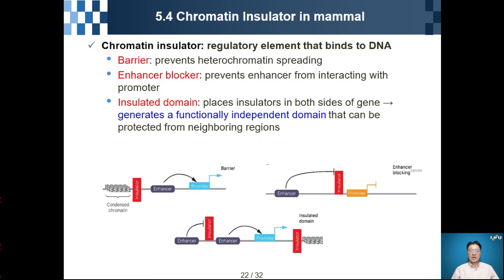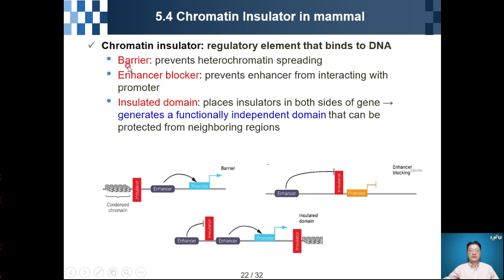In this slide, I will explain the fourth subject, the chromatin insulator in mammals. So what is a chromatin insulator? A chromatin insulator is a regulatory element that can bind to the DNA. This is a chromatin insulator. It has three functions: barrier, enhancer blocker, and insulated domain.